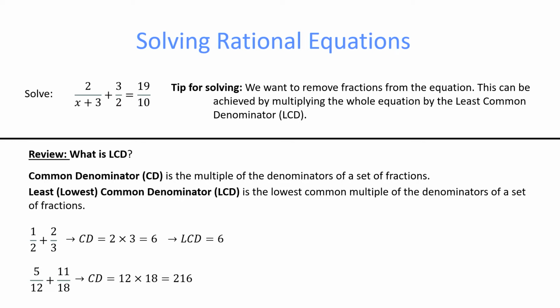But is there a number that's smaller, so we don't have to work with big numbers when we want to multiply the whole equation by the common denominator? Well, we can write down all the multiples of 12 and 18 and look if there is the same number. And we can see that there is 36, and that's actually the lowest common denominator for 12 and 18. So that will be the best number to use to multiply.